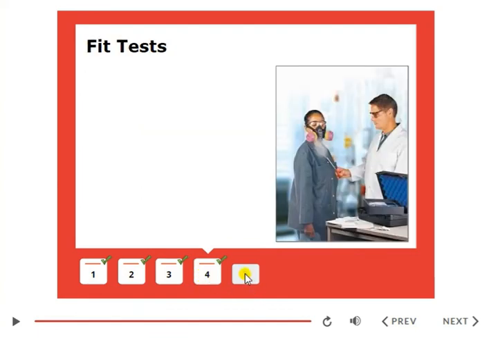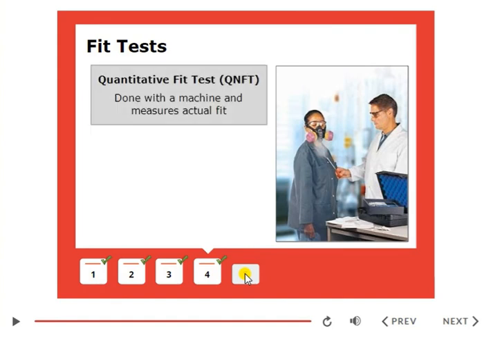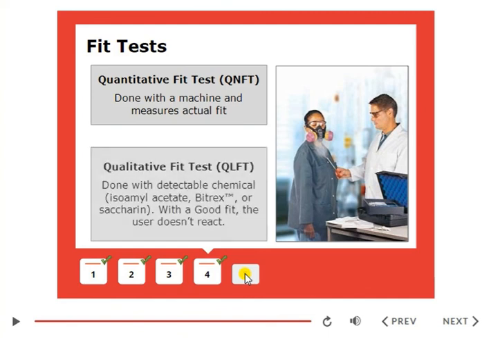Fit tests are required before an employee can use a respirator. The employee will be fit tested with the same make, model, style, and size of respirator that will be used. There are 2 types of fit tests. The first is a quantitative test, and it is done with a machine and measures the actual fit of the respirator. The other method is a qualitative fit test, and it relies on the user's sense to a chemical that will identify if there is any leak in the seal of the respirator to his or her face.